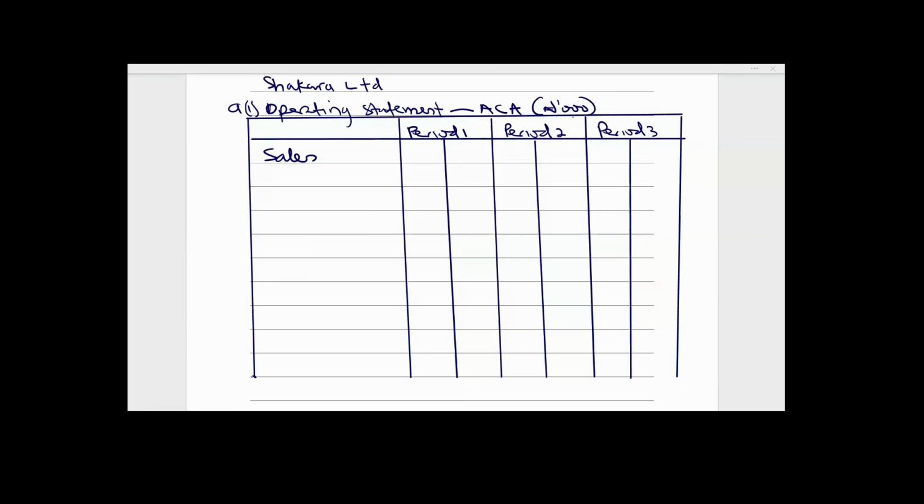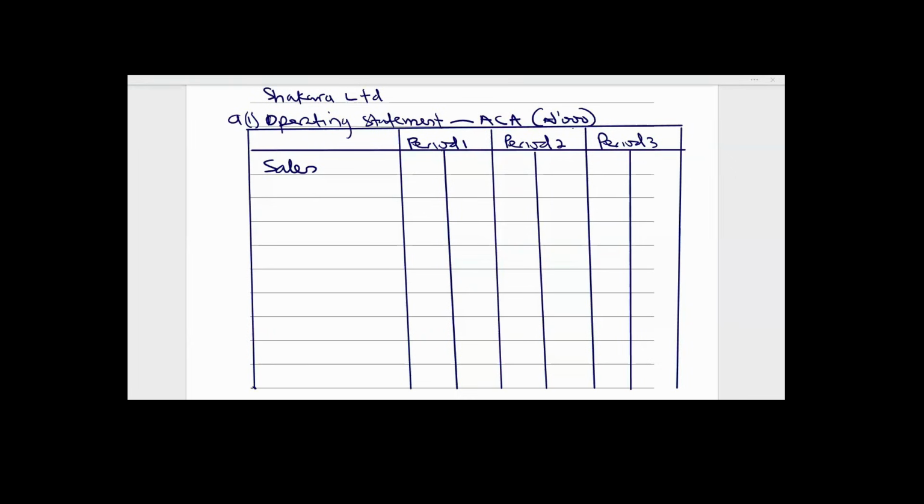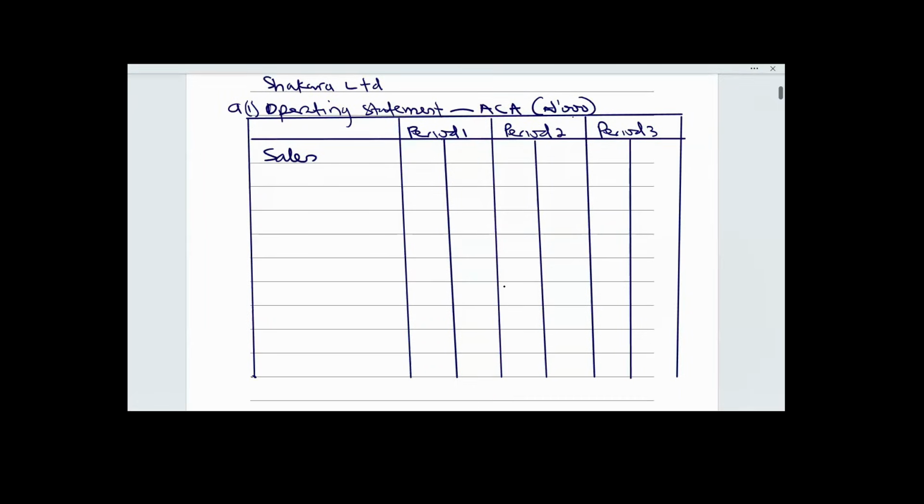Chidera. Yes, I'm here. Okay. Please bring out your calculator. We want to determine sales value. For the first period, 8,000 units multiplied by the selling price of 16 naira. What do you get? We have 128,000. Since our figures are in thousands, I will just put 128.